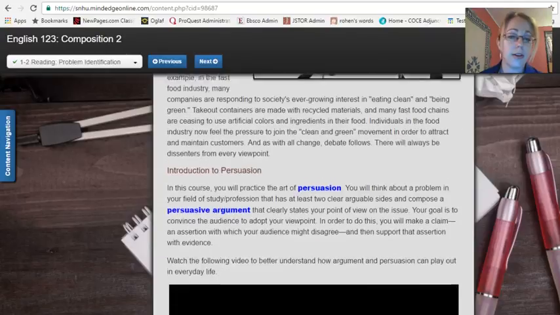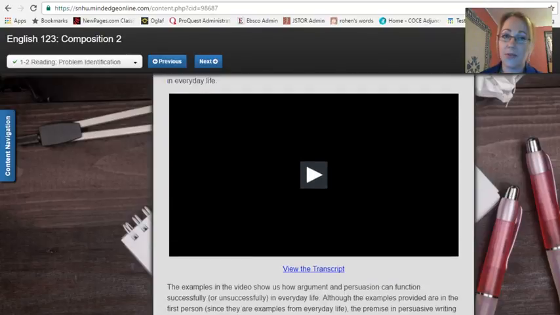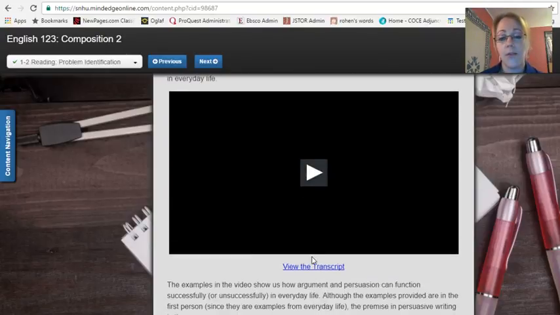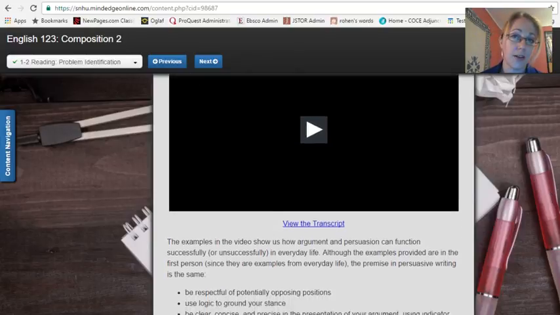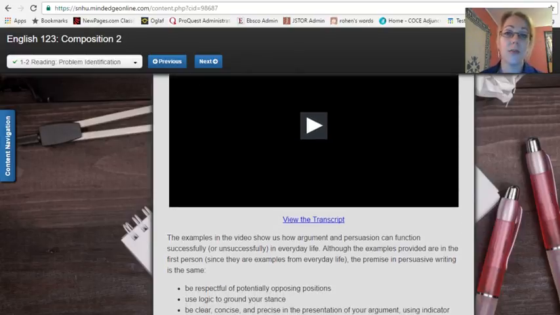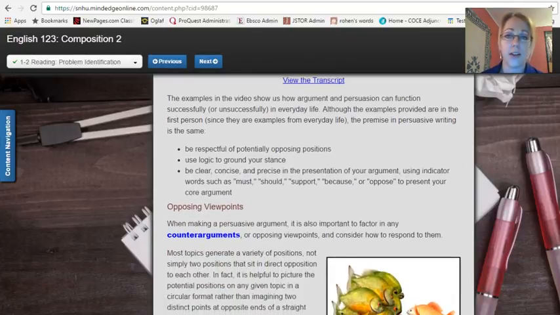Scroll down, read it as you will. Sometimes we'll have videos that you can just hit play. If you don't want to watch the video, you can view the transcript. Please do not just skip over this multimedia activity, because there is some valuable information and insight in all of the videos and content available here.